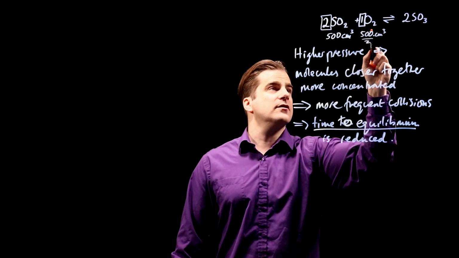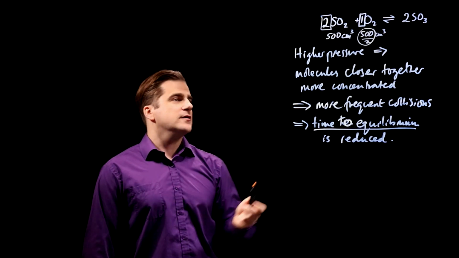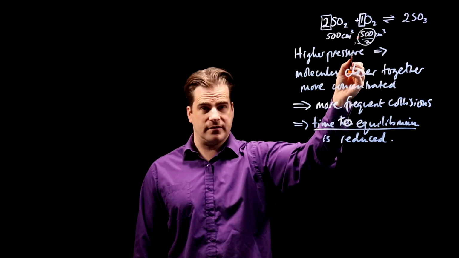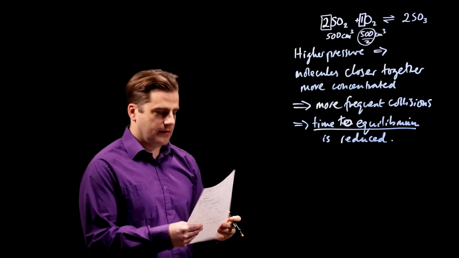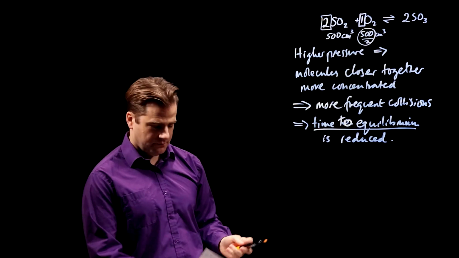So that's it. 500 divided by 2, which is, as you know, 250. So 500 cm cubed of SO2 will react with 250 cm cubed of O2. Okay, that's a molar ratio, if you like. It's a 2 to 1 molar ratio.